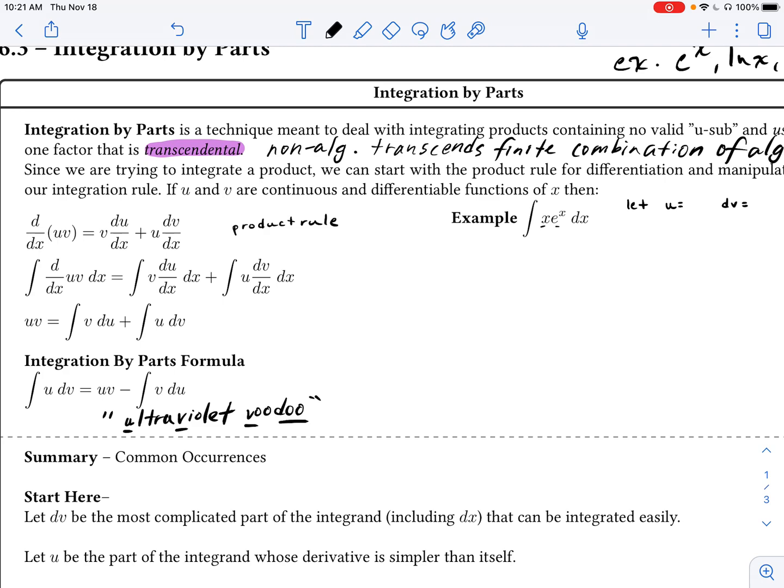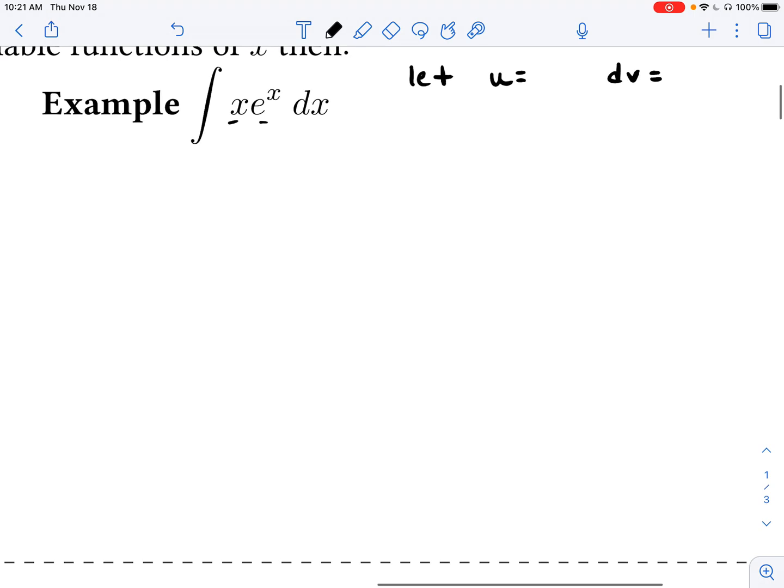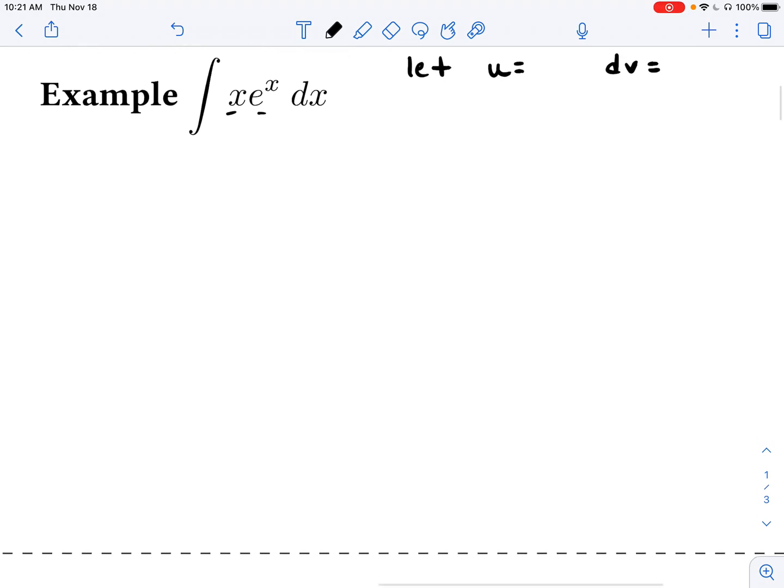So looking back at this problem with that in mind, ask yourself what would make the most sense to choose for our u, and which would make the most sense to be our dv. And hopefully we're seeing that u should actually be equal to x. We'll call this one u. And dv then would be e to the x with respect to x. e to the x dx. This would be our dv.